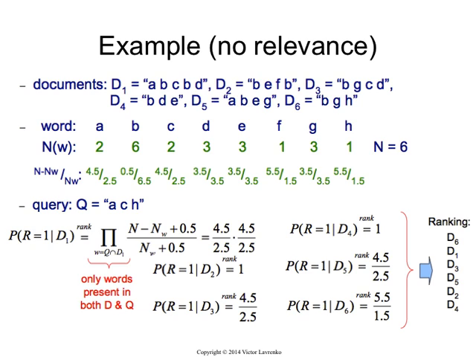So our query had the word H. So any document that contains the word H is going to be up there at the top of the ranking, and that's document 6, right? So it comes up at the top. So you can quickly get the intuition for which documents are going to be where in the ranking without actually computing these values.